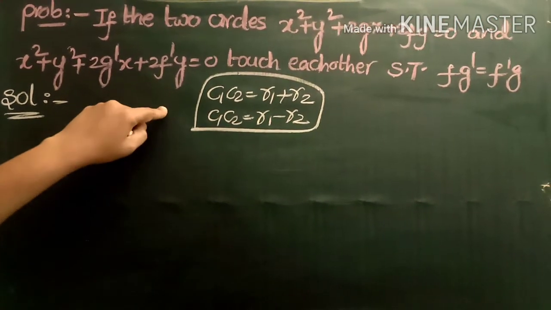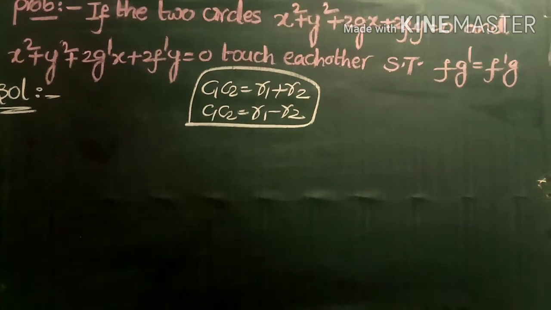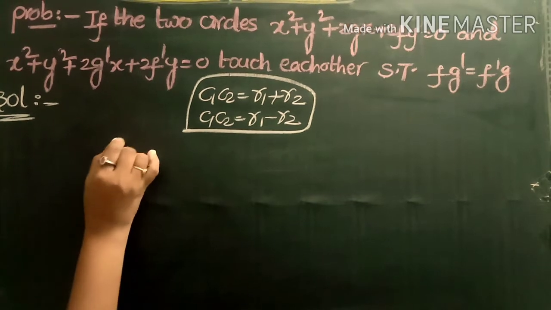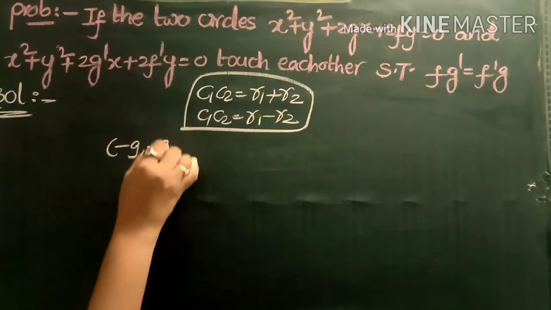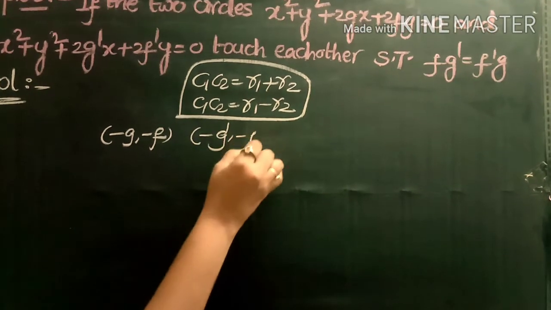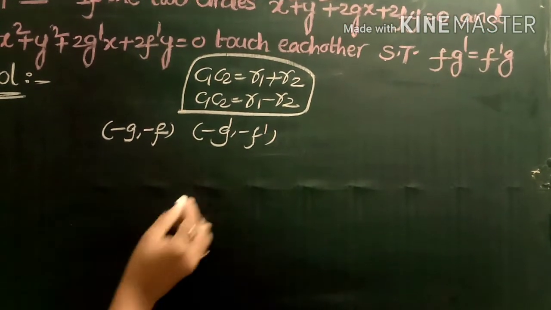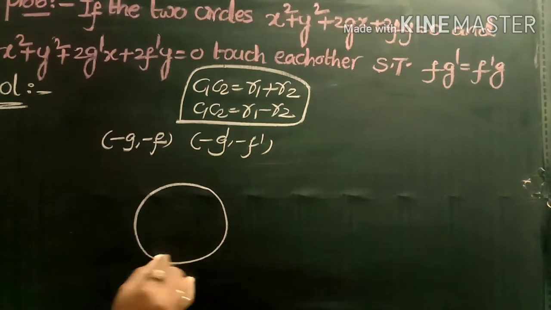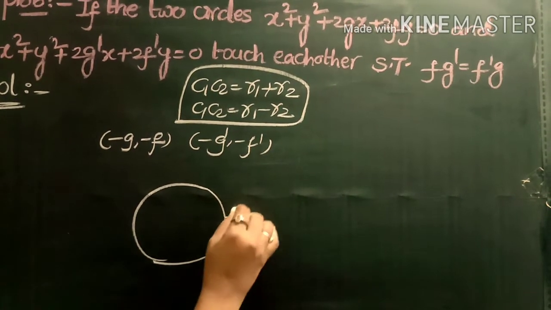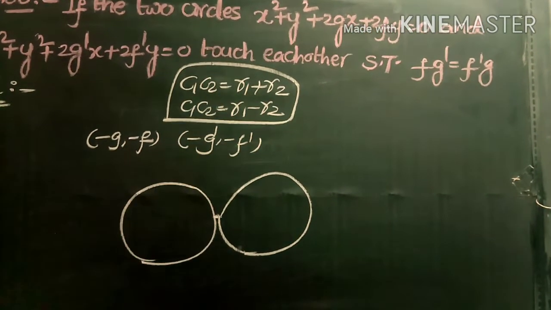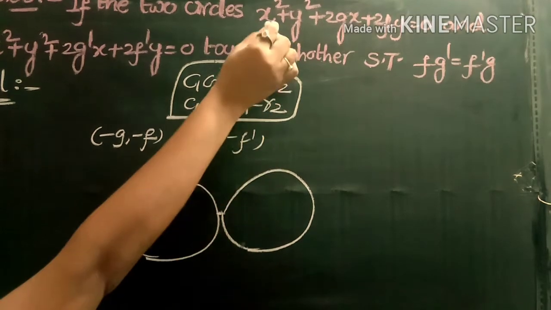But now we solve this problem by using a shortcut method. First I am taking the centers of the two circles. The center of the first circle is (−g, −f), and the center of the second circle is (−g', −f'). Suppose the two circles touch each other externally like that.